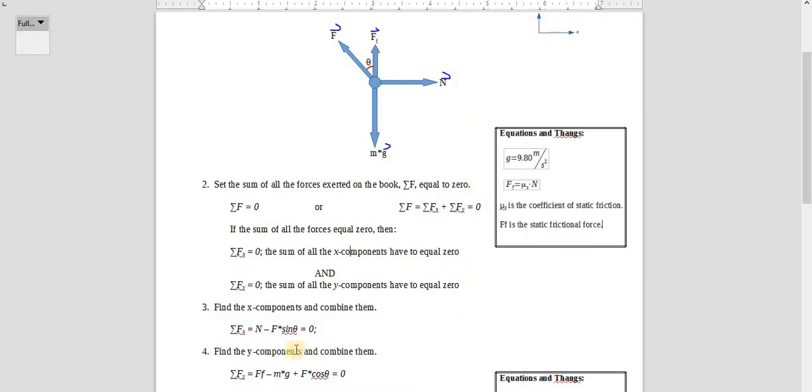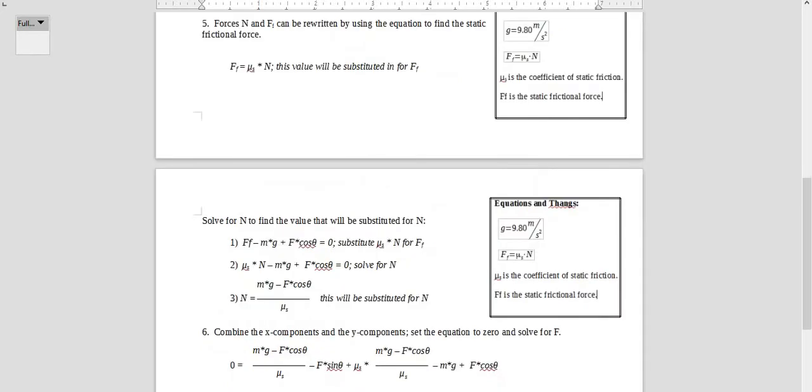And so we are trying to solve for F, which is the minimum force needed to keep the bigot in place. Therefore, there can only be one unknown variable, which is F. But at this point, we have F and F sub F. So we're going to have to substitute F sub F with something, and we're going to have to substitute N with something as well.